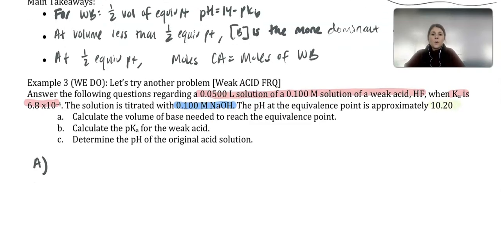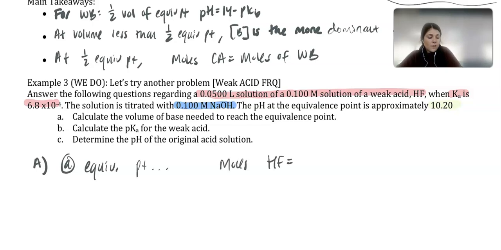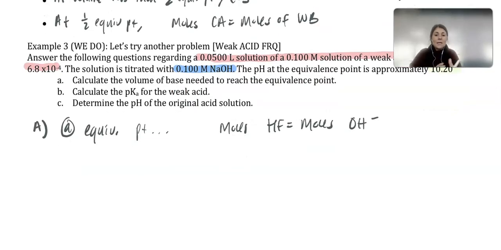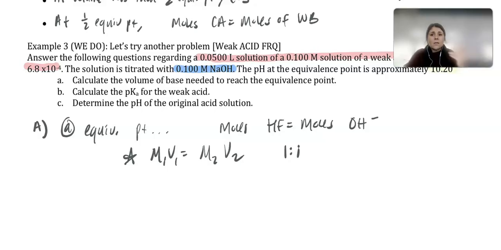All right, so at equivalence point, we know moles of HF equal moles of OH minus. So anything referenced towards equivalence point in a titration, you should be using the dilution equation. Now for our test, we will use dilution because it's a 1-to-1 ratio. But if we were doing something with, let's say, sulfuric acid, H2SO4, we cannot use the dilution equation because it would not be a 1-to-1 ratio, it would be a 1-to-2.